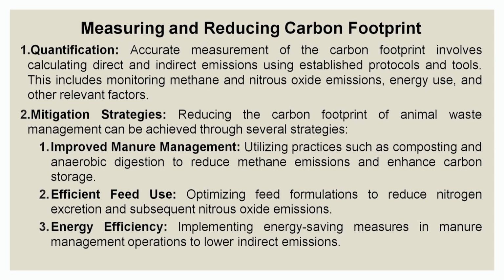Now, coming to the mitigation strategies for reducing the carbon footprint of animal waste, which can be done through several strategies. The first one is improved manure management. The second one is the efficient use of feed and energy efficiency. What does improved manure management mean? It means utilizing practices such as composting and anaerobic digestion to reduce methane emission and to enhance carbon storage, or carbon sequestration.